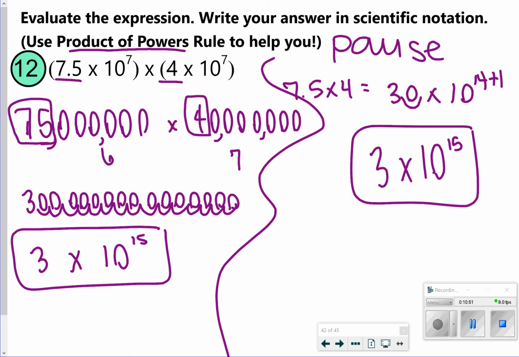Either way works. This way, I feel like you can always double check your answer. This way is a little bit shorter. You just have to be super confident in what you're doing.